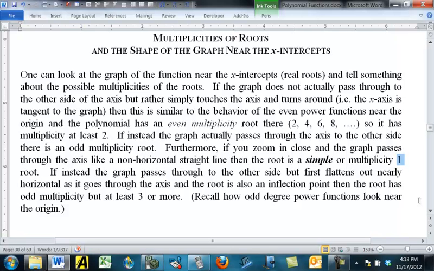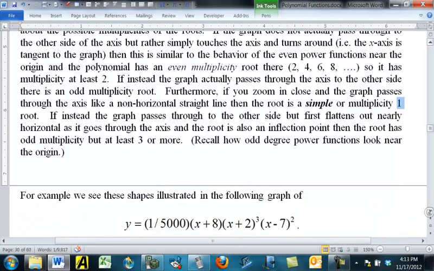If instead the graph actually passes through the axis to the other side, it's an odd multiplicity root, so it could be a simple root, multiplicity 1, or not. But if we zoom in closer and we see that it kind of looks like a non-horizontal straight line through the axis there, then that's a simple root or multiplicity 1. But if instead the graph passes through to the other side, but first it flattens out nearly horizontal, so it has a horizontal tangent line of the x-axis, and that root is also an inflection point, then that's an odd multiplicity, but it's at least 3 or more. Remember how the odd degree power functions look like near the origin.